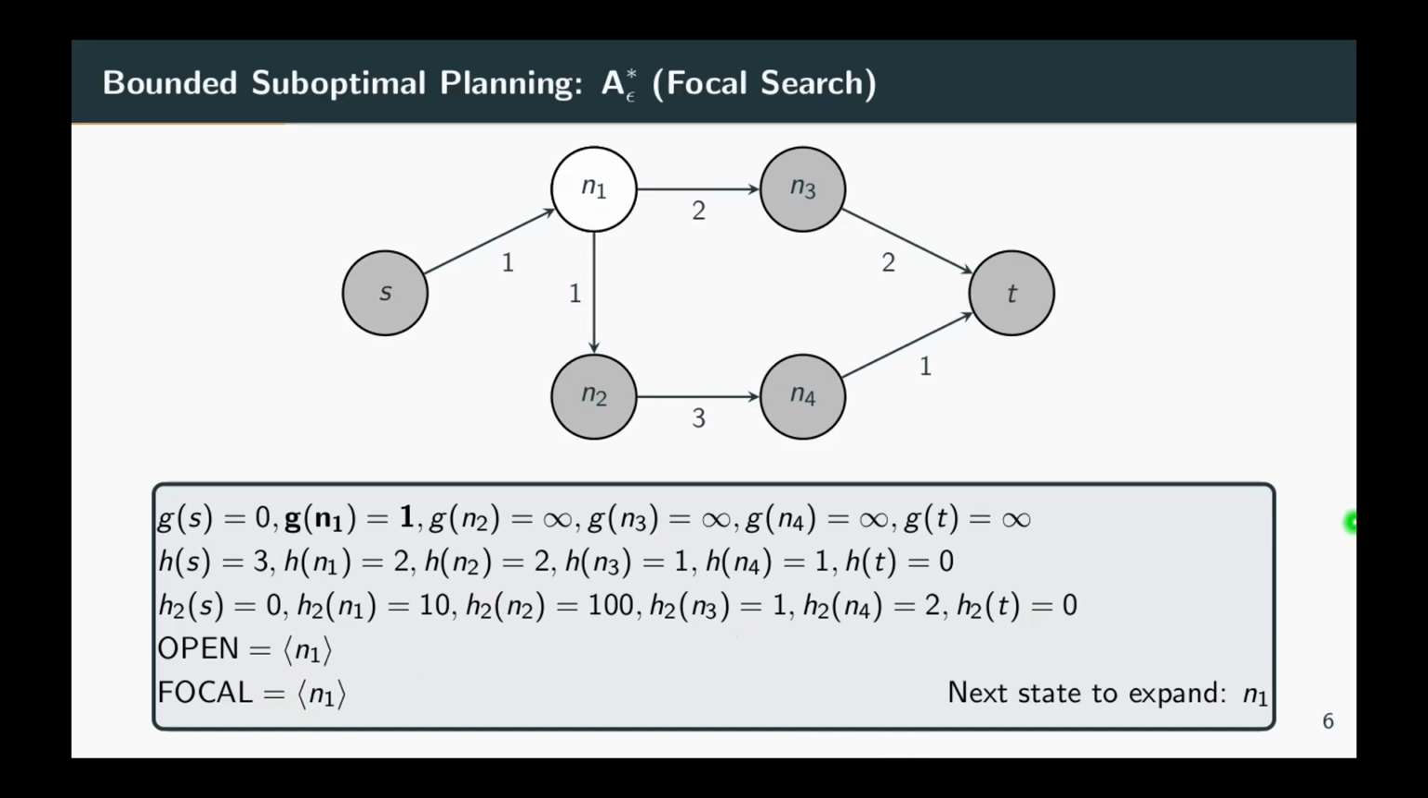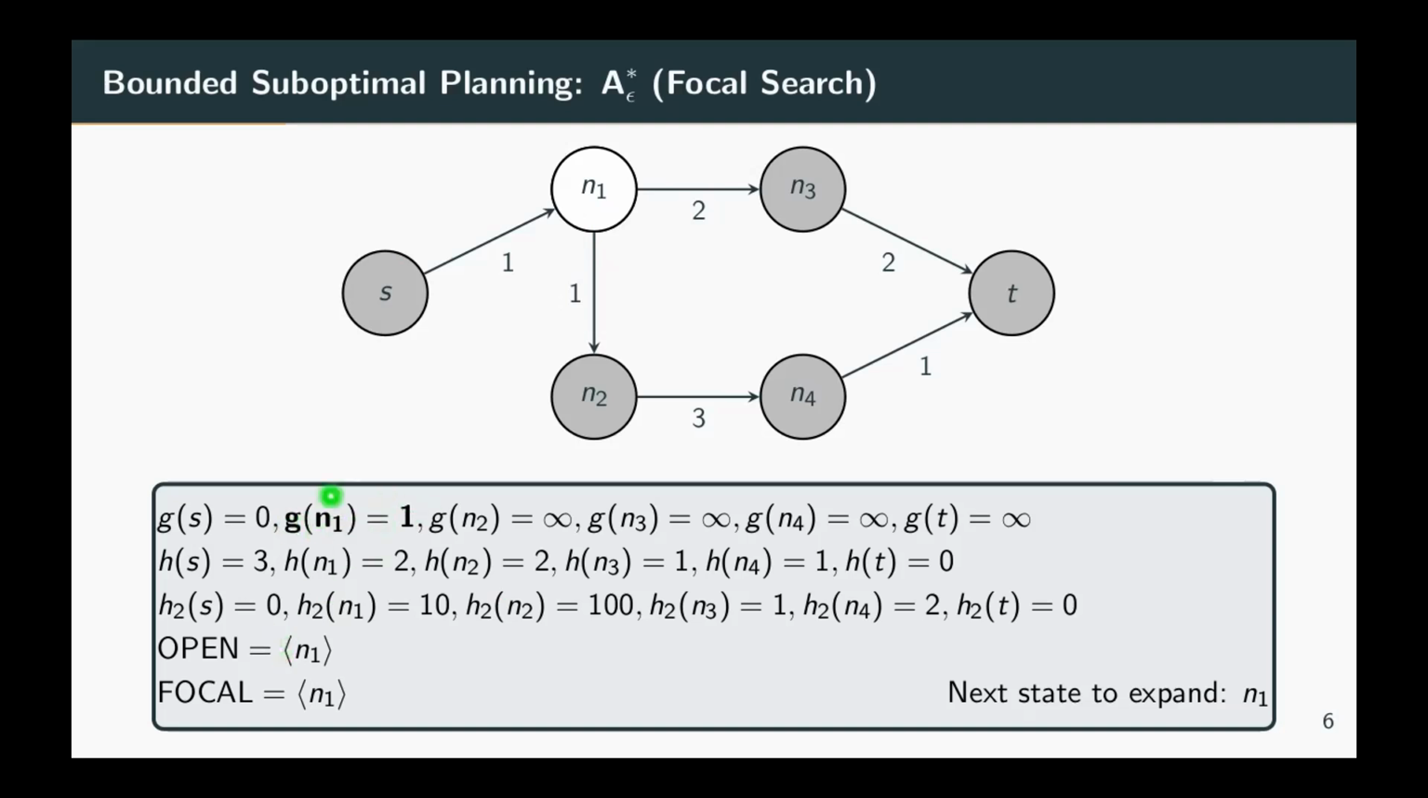Okay, then we do an expand operation. So we look at what neighbors S has. In our case, it's only N1. We remove the element we have expanded, which was S, and we add all the neighbors. So in this case, it's just N1.